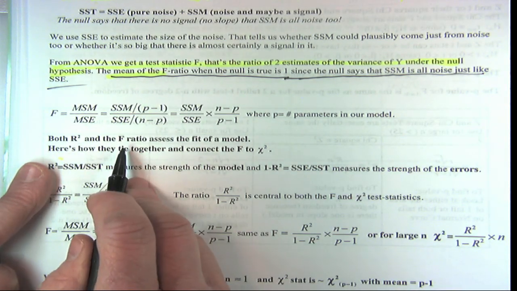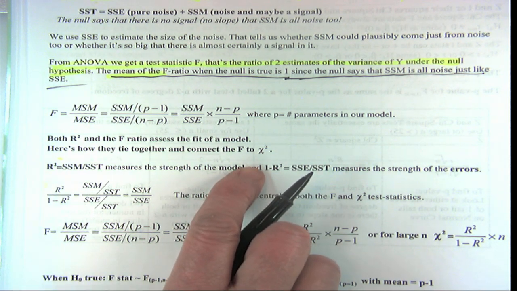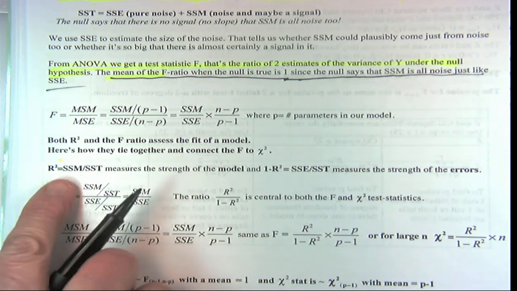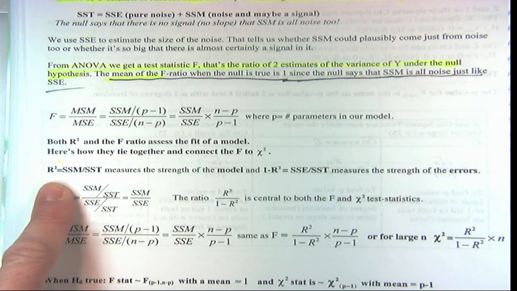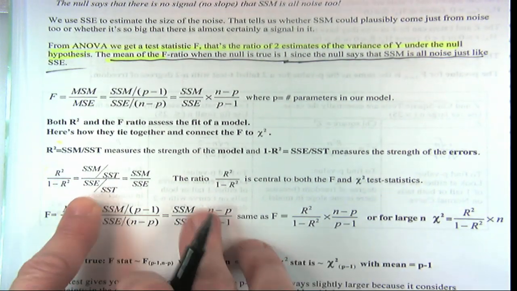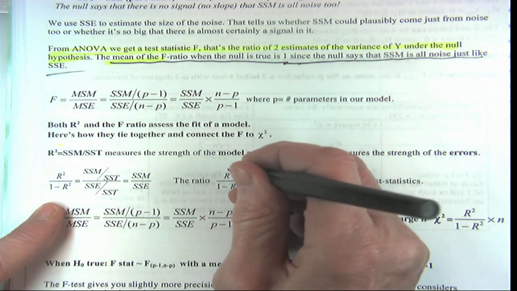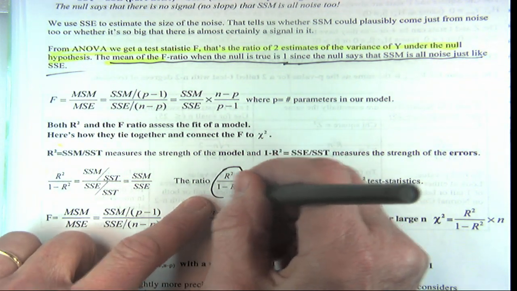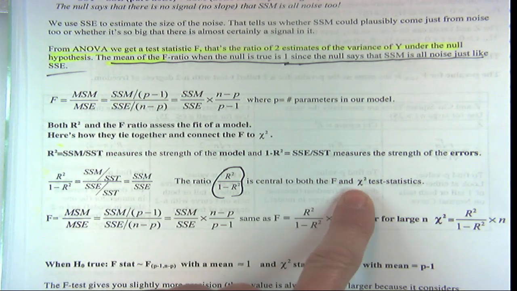Now, both R squared and F assess the fit of a model. And here's how they're related, and here's how they connect to chi-squared. So this is what we just talked about. This measures the strength of the model. This R squared is the correlation coefficient squared. So in R, it's like little r squared for simple regression. So now, this part right here, this ratio, the correlation coefficient squared over 1 minus r squared, is central to both F and chi-squared statistics, okay? It's the central part.